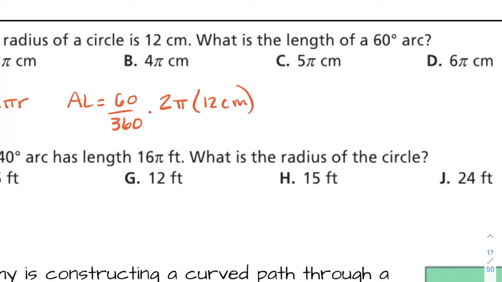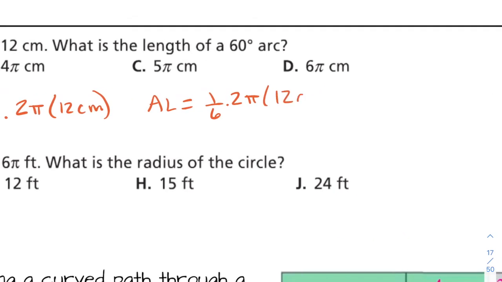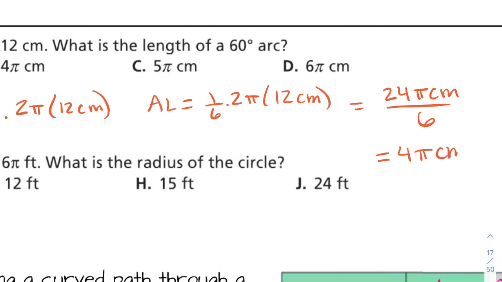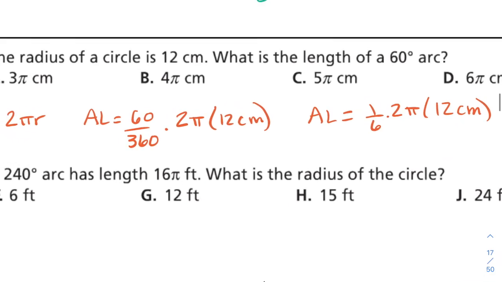And so arc length equals 1/6 of 2 pi 12 centimeters. So it looks like we have 24 pi centimeters over 6. 6, 12, 18, 24. That's 4 pi centimeters. And that's our final answer there for that one.